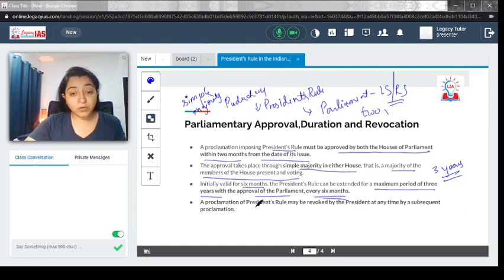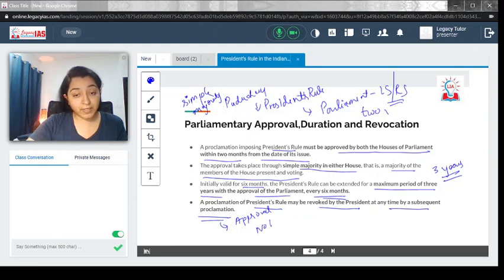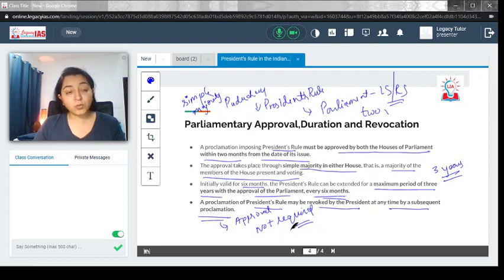A proclamation of president's rule may be revoked by the president at any time by a subsequent proclamation. Now this is interesting. For proclaiming president's rule, you need the approval from the parliament. But in this case, approval is not required. In case of revoking president's rule, the president can pass a new proclamation which says that president's rule is no longer there. For that, you do not require the approval of the parliament.